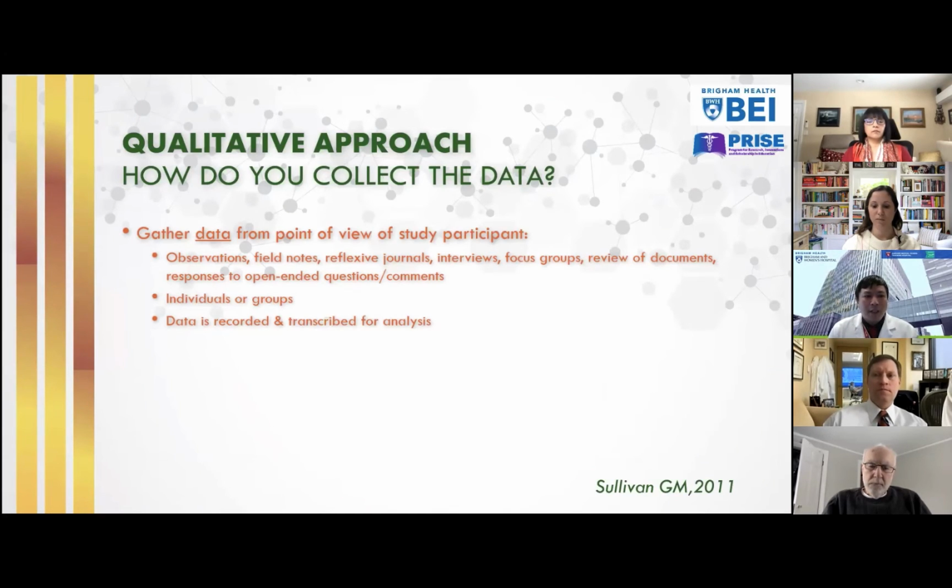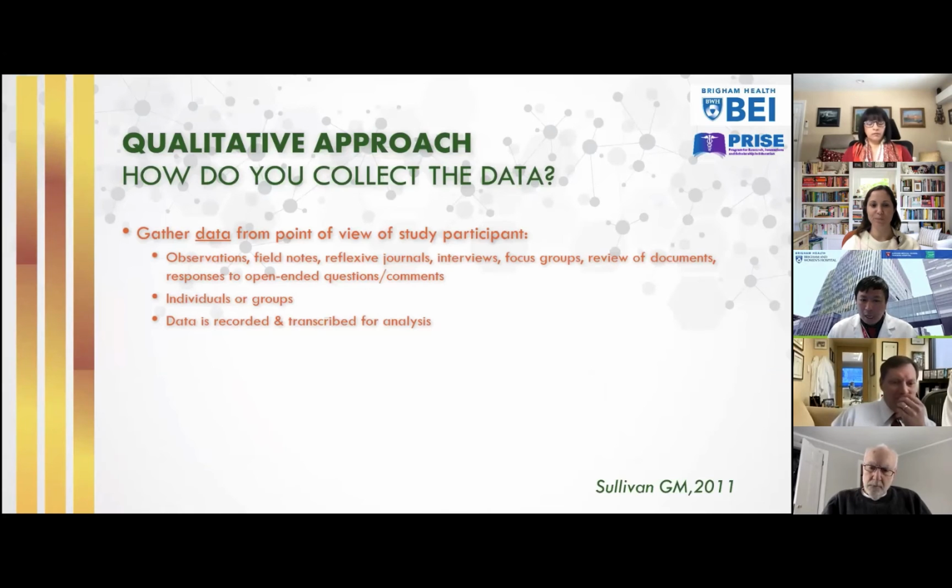So ultimately, how do we collect the data? Well, the data, again, is from the viewpoint of the study group that's participating. So these could be in the form of observations, field notes, journals, interviews, focus groups, a review of documents, anything where the responses have open-ended questions or comments. Again, qualitative, not something that's measured. And this could be done one-on-one with individuals, or it can be done in a group setting.